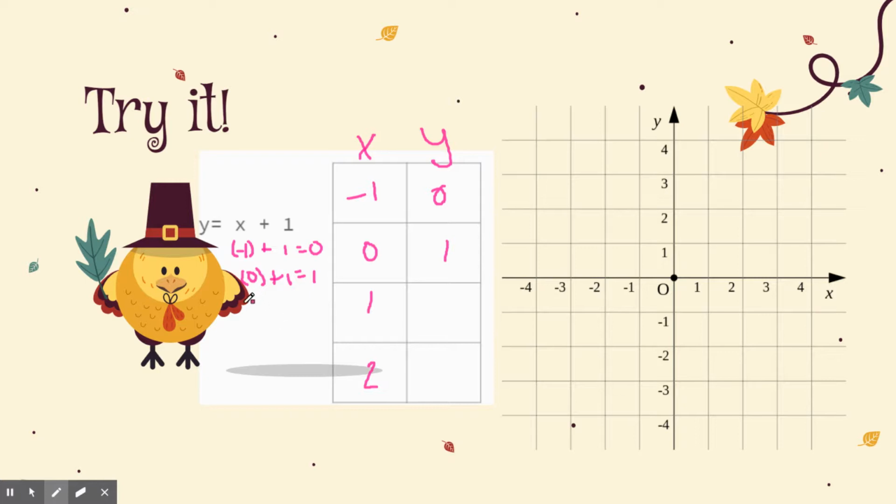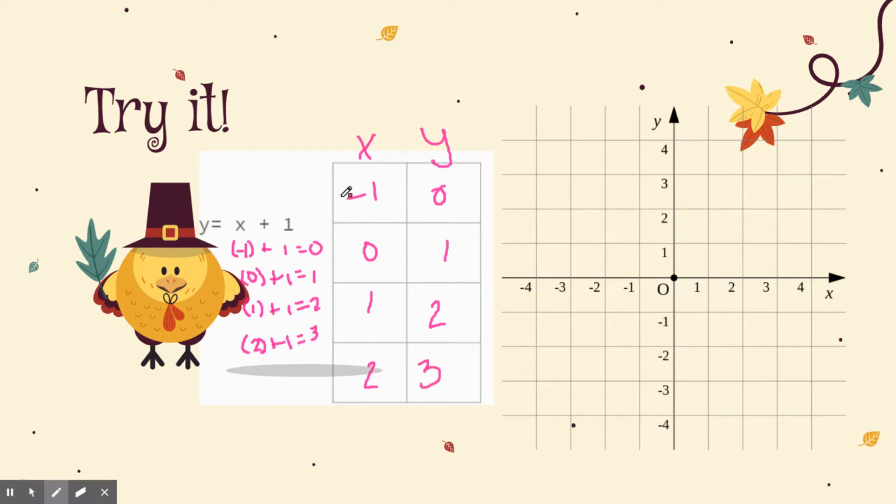Now let's plug in x is 1. So 1 plus 1 equals 2. So when x is 1, y is 2. And then last but not least, 2 plus 1 equals 3. Now I have my points that I can graph.